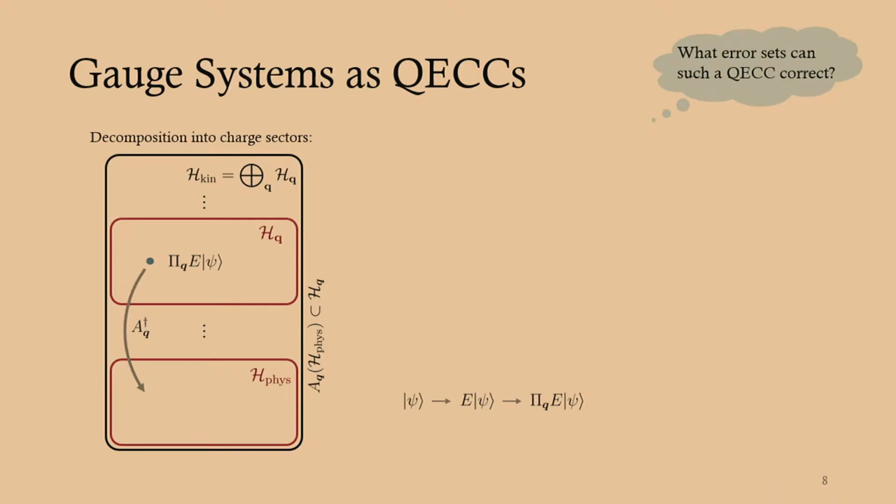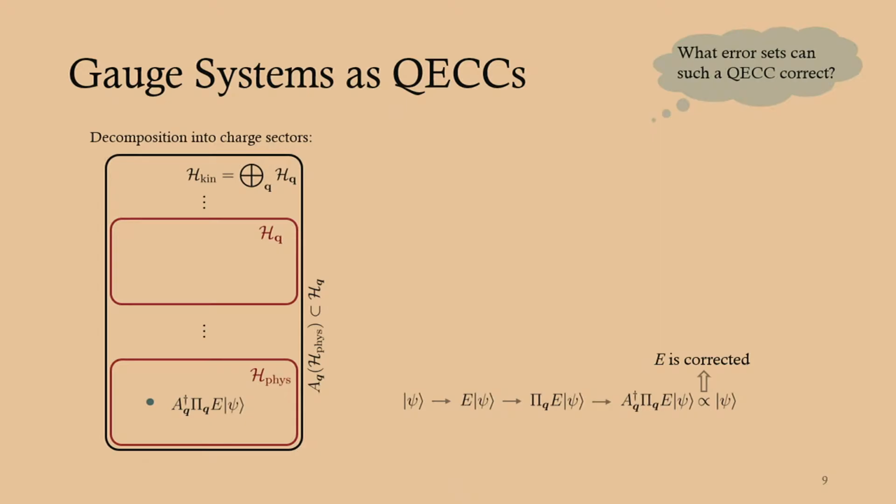So I want to find these operators AQ, apply the adjoint such that this maps me back into my physical space. And then I will get this state AQ dagger pi q e applied to psi, up to normalization. Right, okay, but now this only corrects the state if the state that we ultimately get is, up to normalization, the same as psi. Then we have corrected our error E.